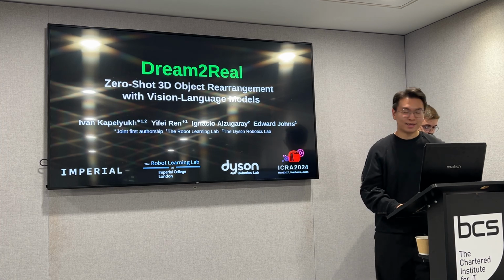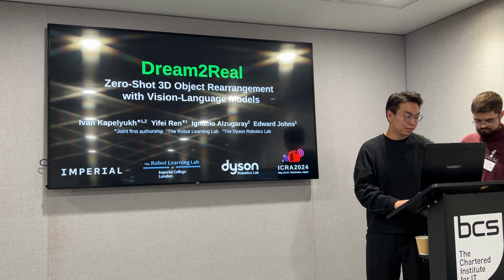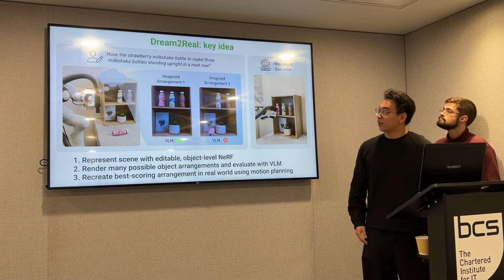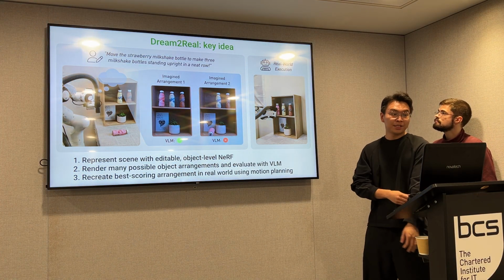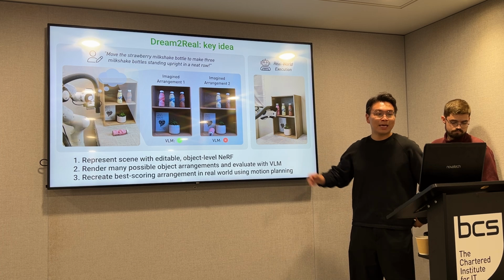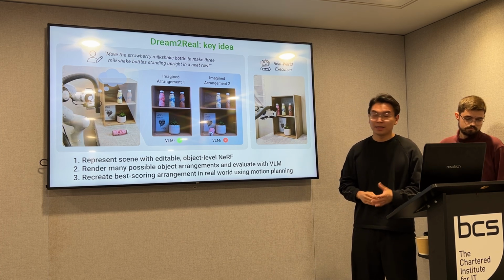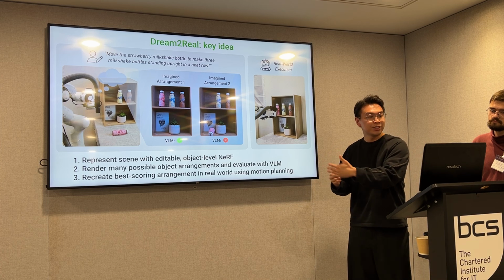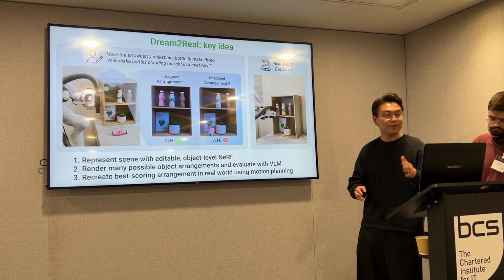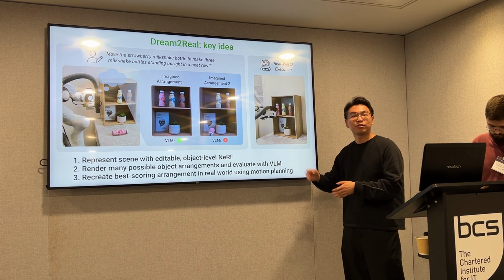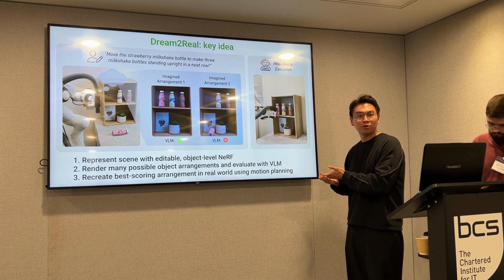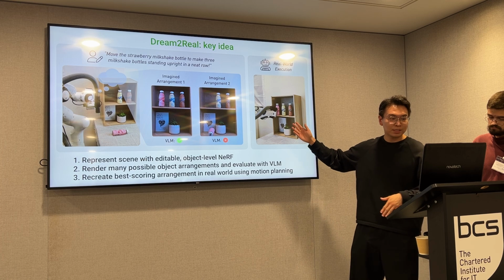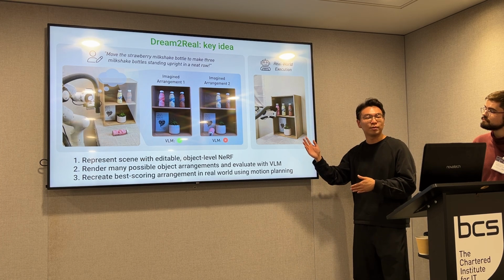Hi, thanks Ivan again, and also thanks to our joint authors Ignacio and Professor Ed. So here is our Dream to Real work. The key idea here is, first, the robot will autonomously build an editable object-level NeRF. This allows it to render what the scene would look like if the objects were arranged differently. And next, it evaluates these sampled arrangements with the vision language models to see which goal pose best matches the user instruction. And finally, the robot will use the goal pose to execute the rearrangement in the real world.